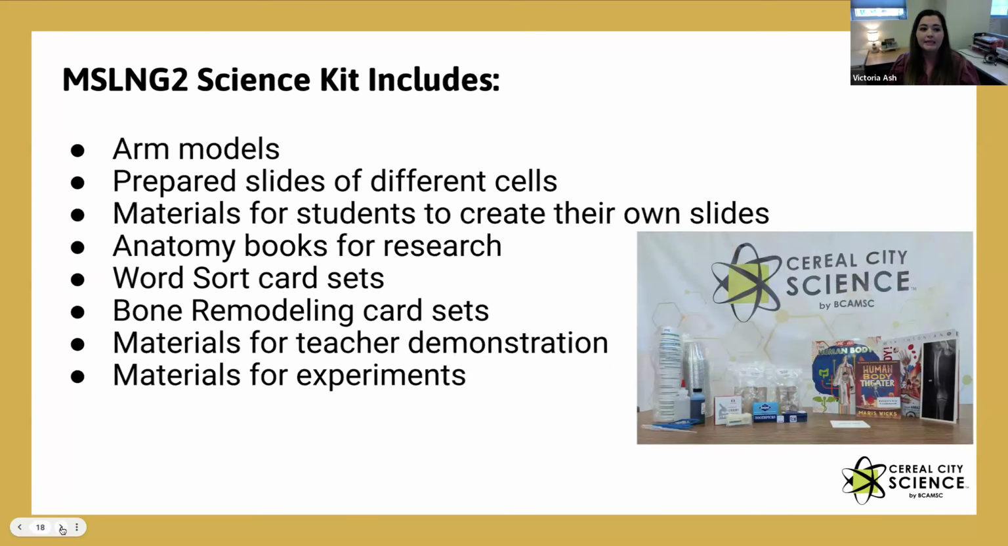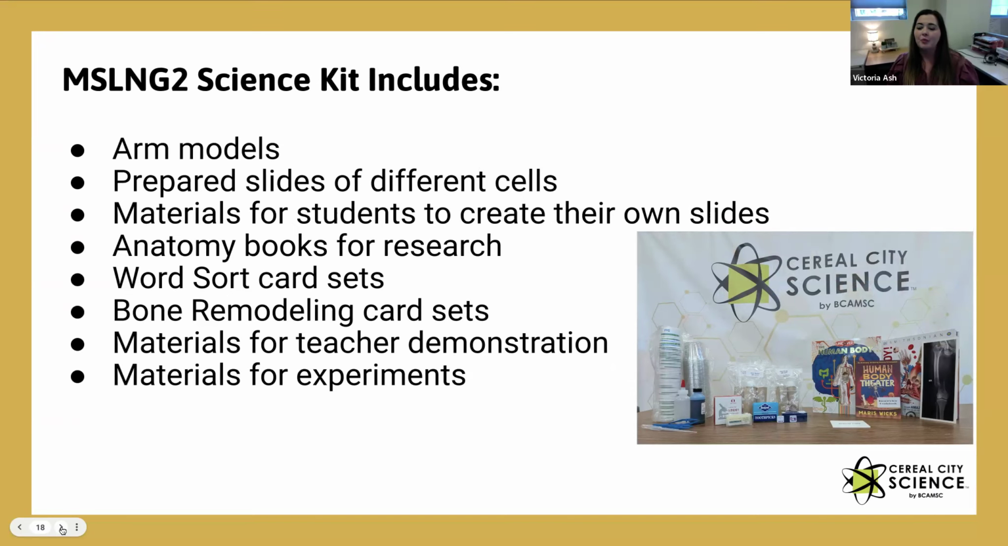In our kit, we have so many wonderful things for you. We have little baggies of arm models, and the arm models are specific to one of our experiments where we can see how bones interact with muscles. We have prepared slides of many different cells, and there's even some added cells for you in there that you can do as an extension in your class.